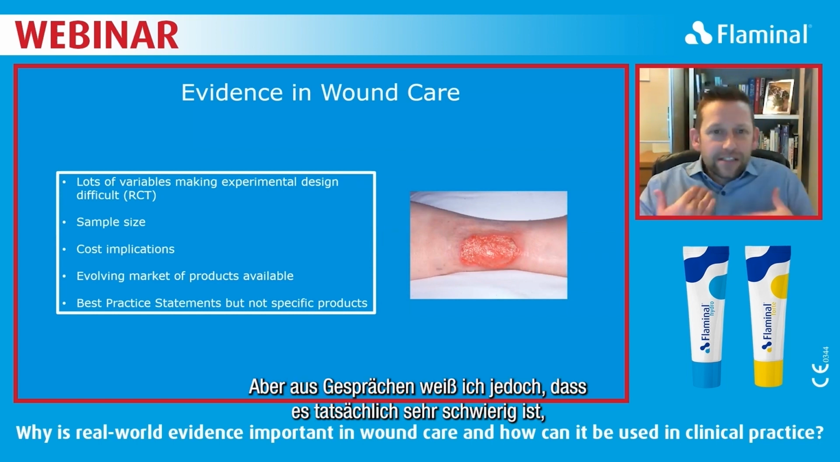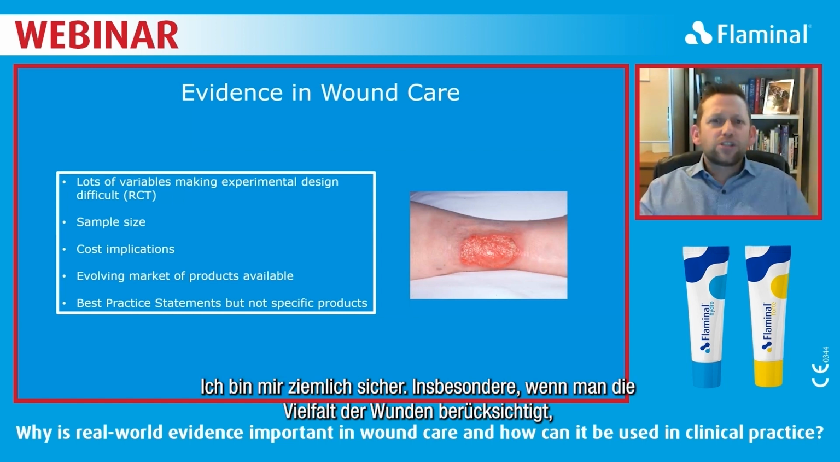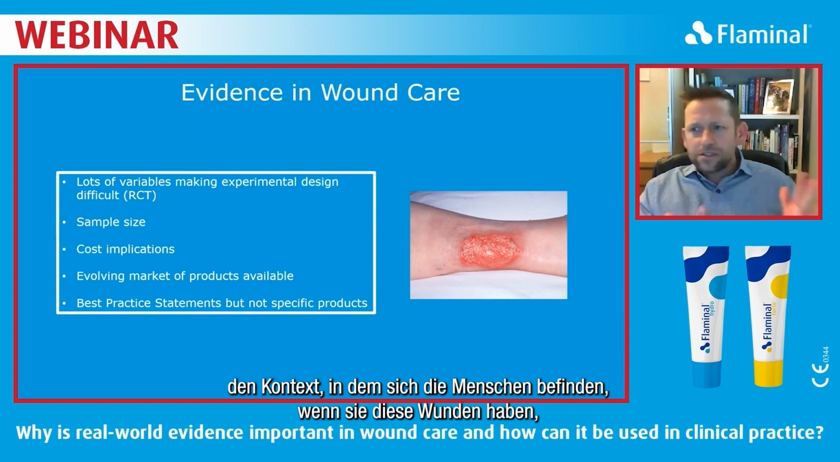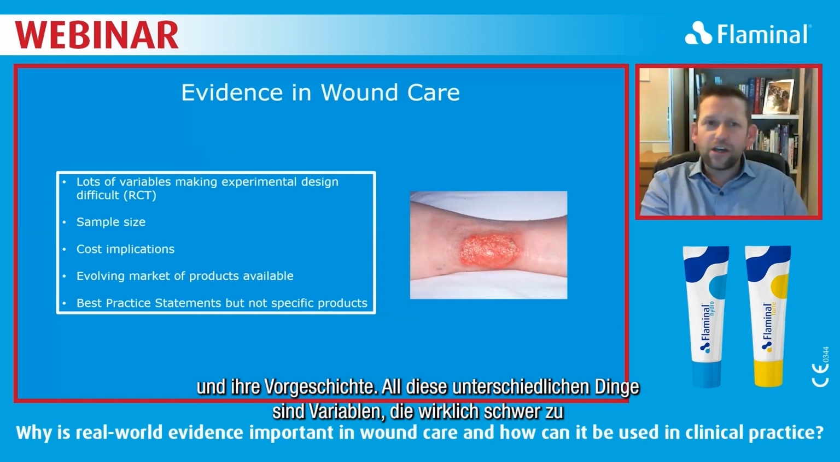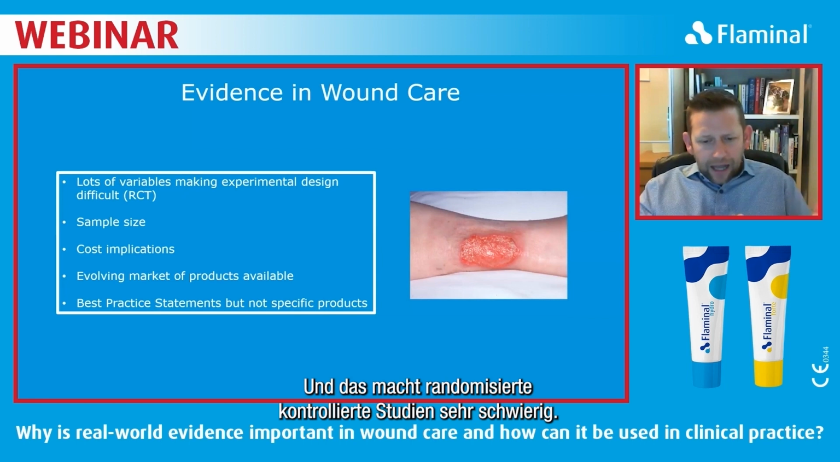However, from having discussions, I'm very, very aware that actually it's very difficult to minimize variables among your patient groups. I'm pretty sure, especially the range of wounds that there are, and the context of where people are at the time when they have these wounds, the history, all these different things are variables that are really, really difficult for you to control. And so therefore, that makes randomized controlled trials very, very difficult.